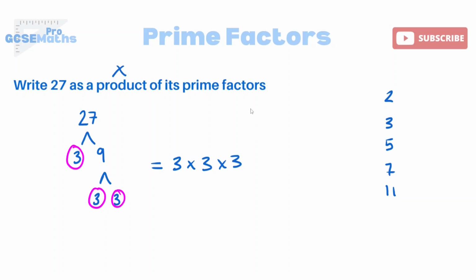Now, if they do then mention, leave your answer in index form, that means powers. If you think about index, it's like indices, isn't it? In this case, 3 times 3 times 3 is 3 cubed, isn't it? That's the same thing. So just double check, does it say leave it in index form? In which case you do need to put it as powers. If it doesn't, then 3 times 3 times 3 is fine. And if we did in our calculator 3 times 3 times 3, you would get 27. So we've broken 27 down into its prime factors, into the prime numbers that divide into it.